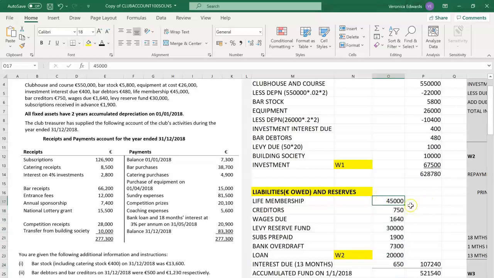It received 45,000 from life membership. It didn't pay its bar suppliers, essentially, owes them €750. It didn't pay all of its wages bill. Okay, it owes its employees €1,640. It received 30,000 from its members to fund a capital project. Some of the members paid their subs in advance, so that was extra finance for the club. They have a bank overdraft, so they overdrew their bank account. They have a loan. And they have interest which they haven't paid on their loan, amounted to €650. So that's where it got the money from. That's where the club, it's essentially its sources of finance, long-term and short-term.